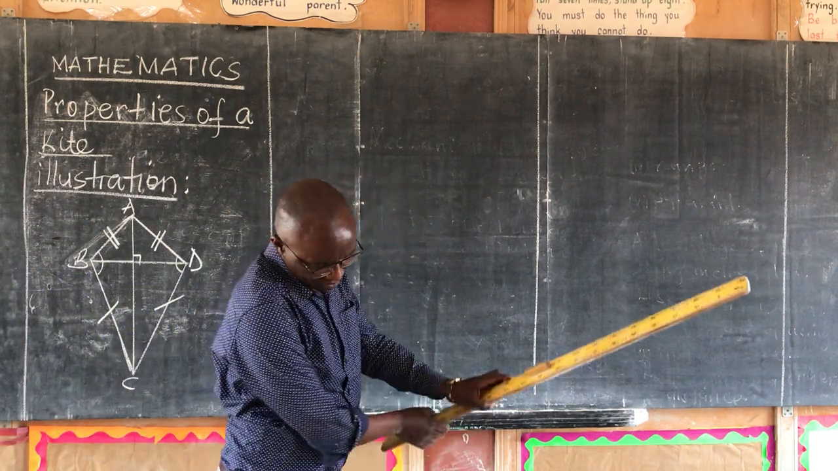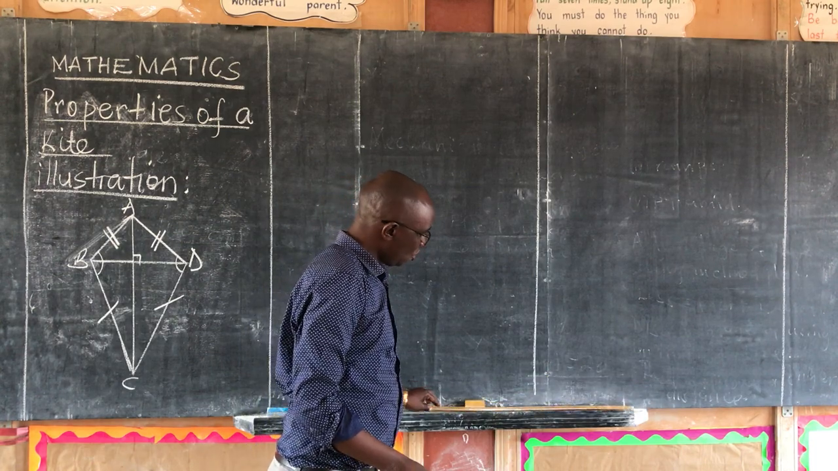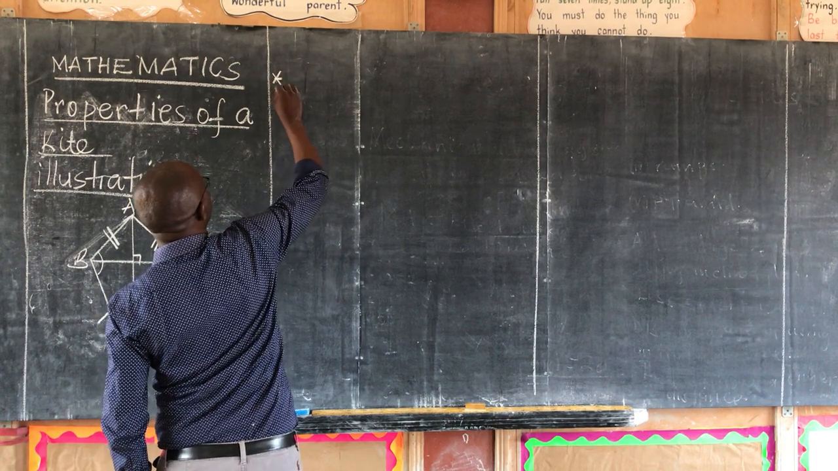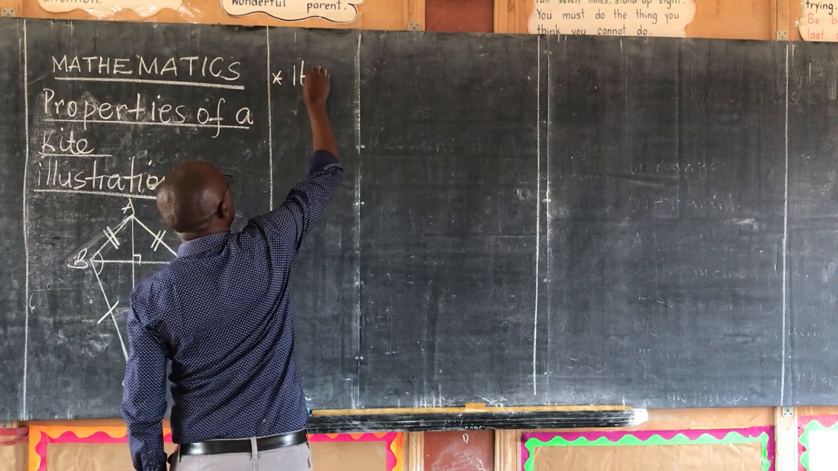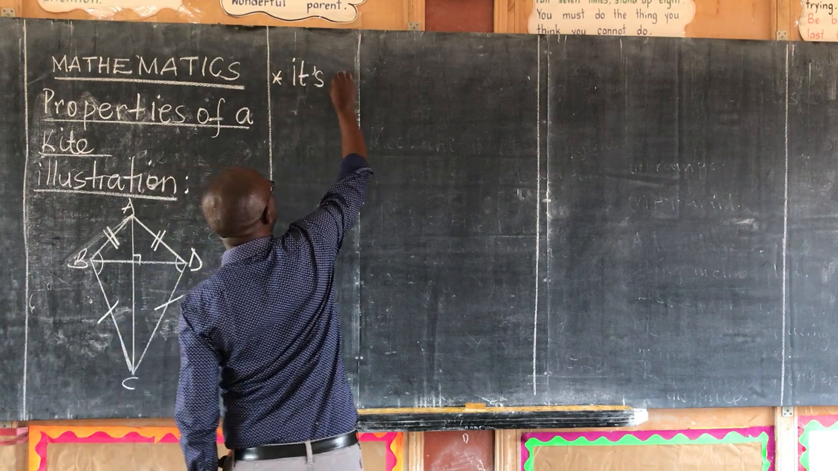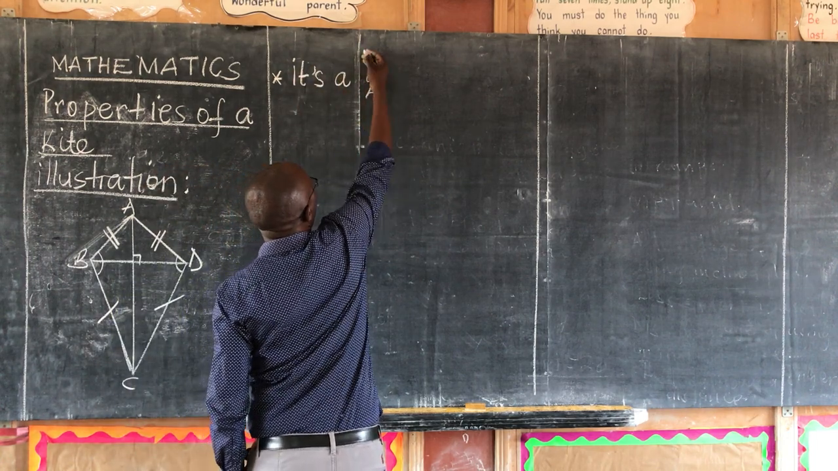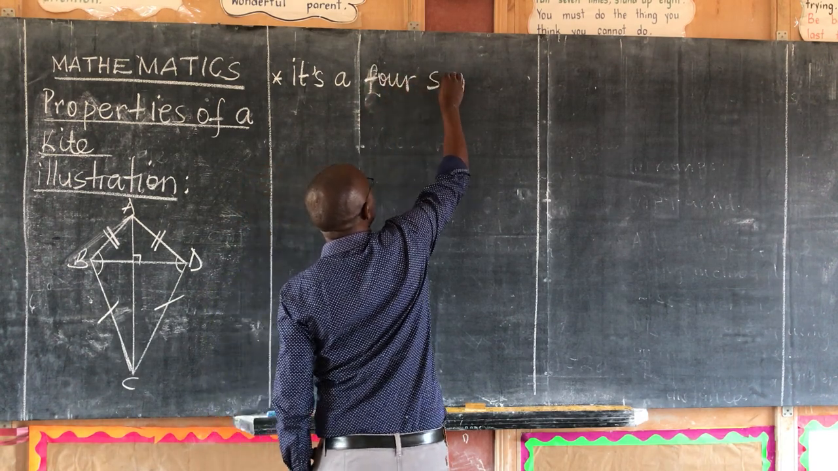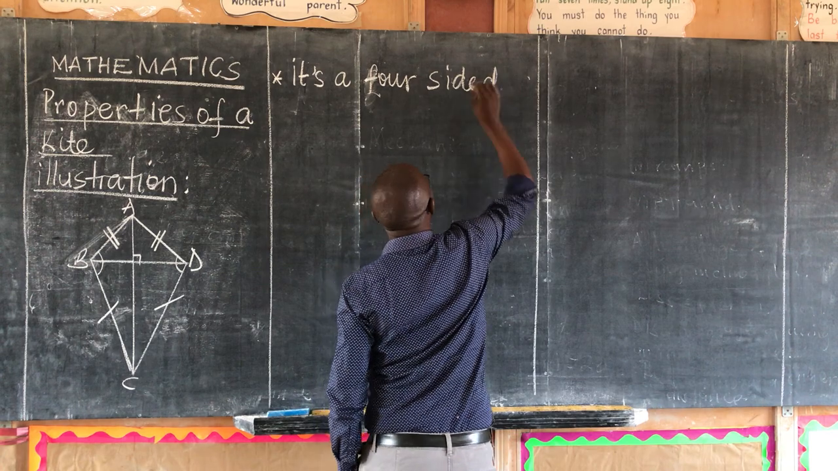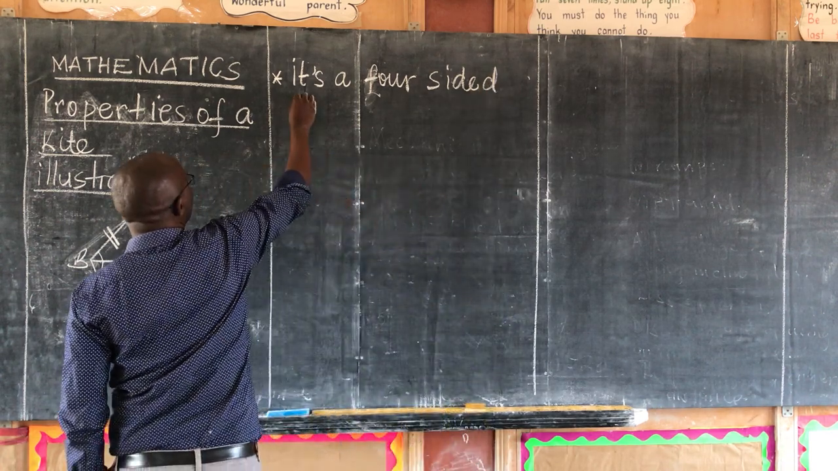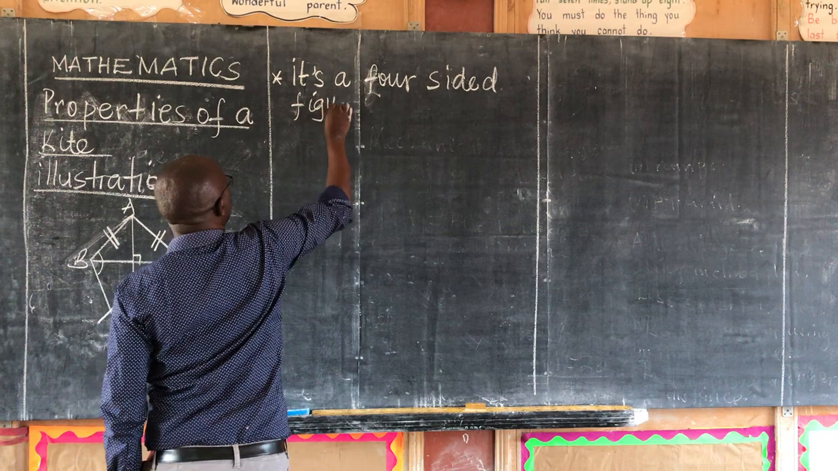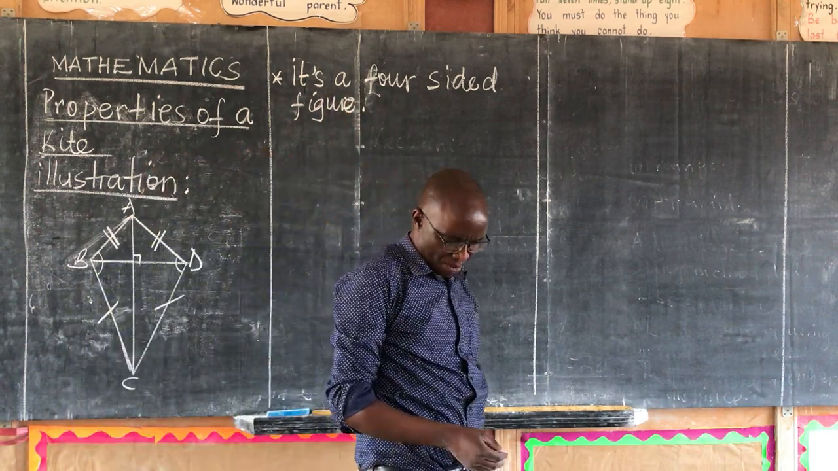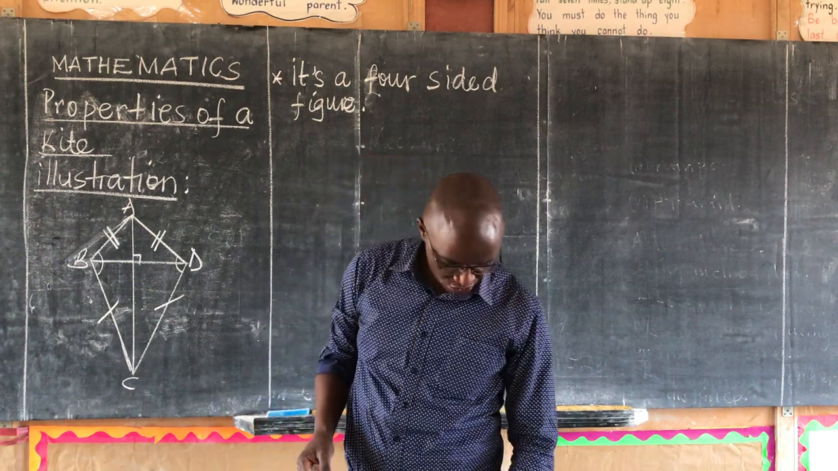Now we are going to look at the properties of a kite. Property number one, it's a quadrator, or a four-sided figure. A kite is a four-sided figure. Remember we said four-sided figures are mathematically called quadrators.